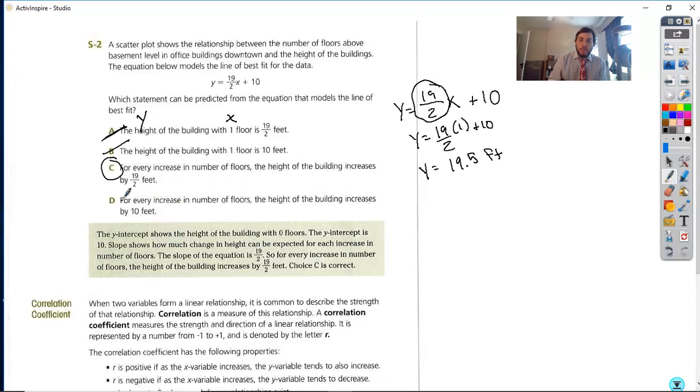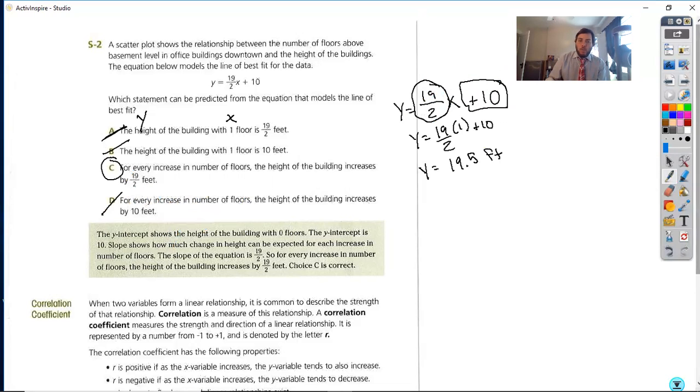We take a look here at choice D. It says for every increase in number of floors, the height of the building increases by 10 feet. No, the height of the building, the constant, is 10 feet. So it doesn't increase by 10 feet more each time. It actually increases by the slope, which is 19 over 2.